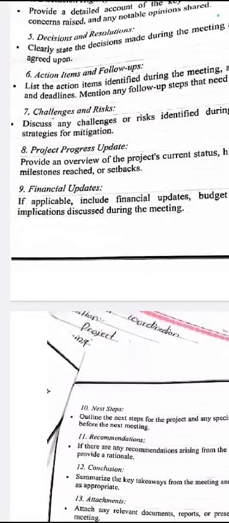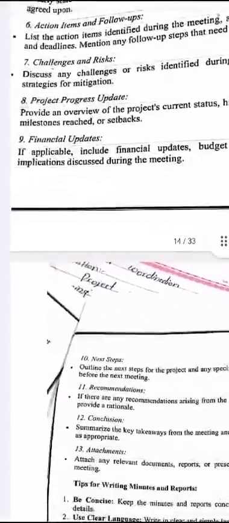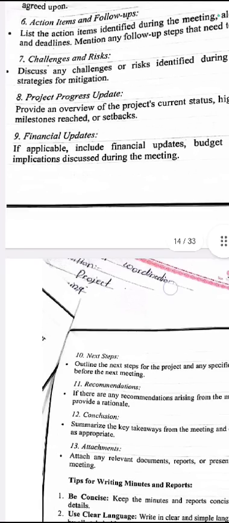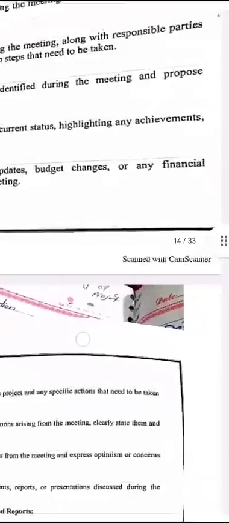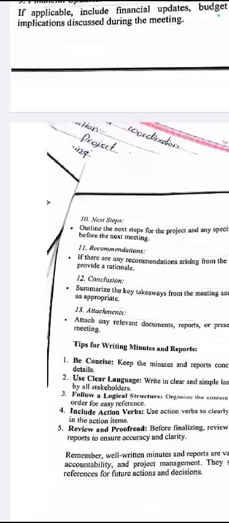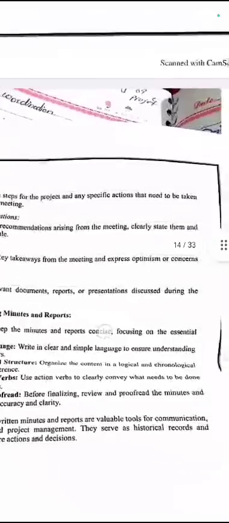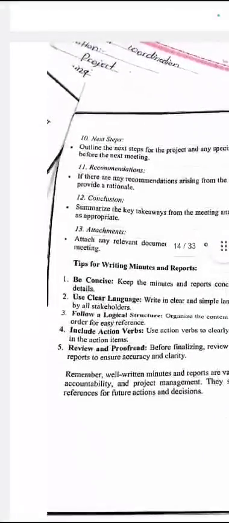Then the project progress update: provide an overview of the project's current status, highlighting any achievements, milestones reached or setbacks. Then you must discuss the financial updates. If applicable, include the financial update, budget changes, or any financial implications discussed during the meeting. Then you must discuss the next steps: outline next steps for the project and any specific actions that need to be taken before the next meeting.